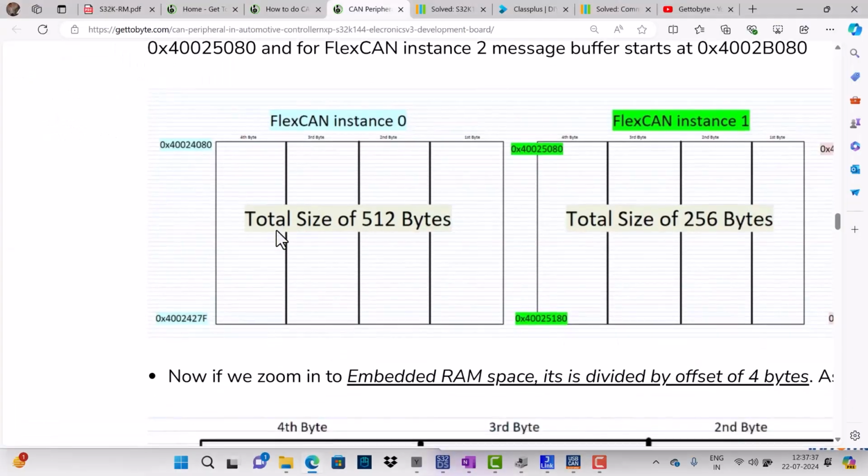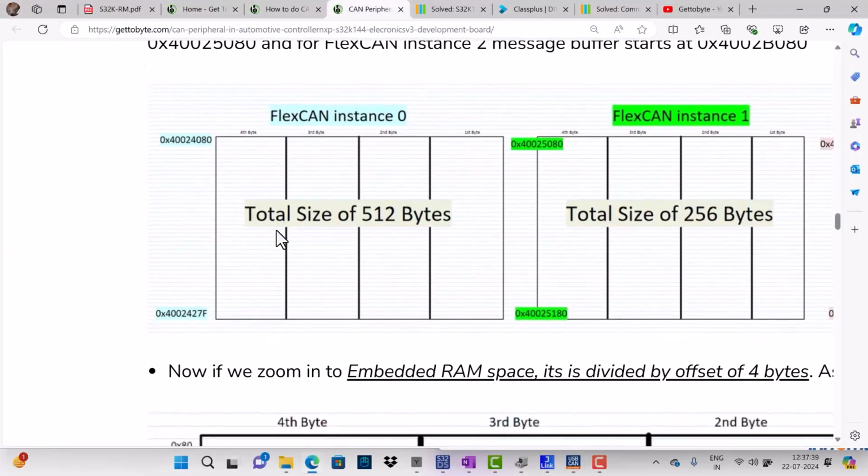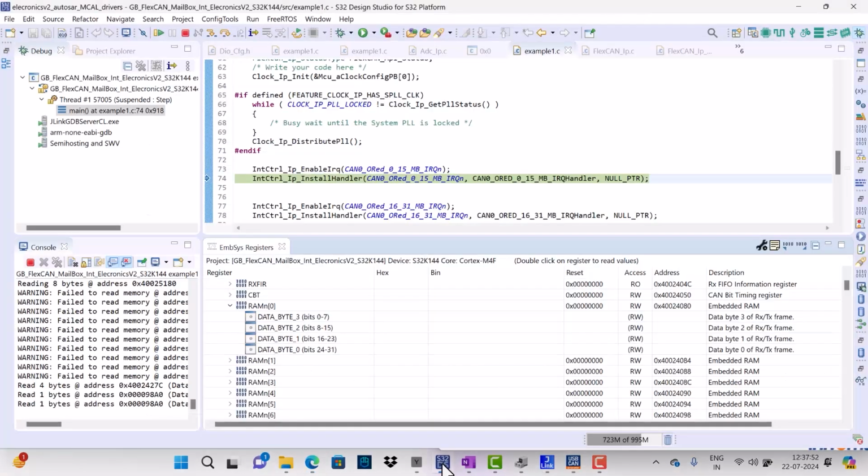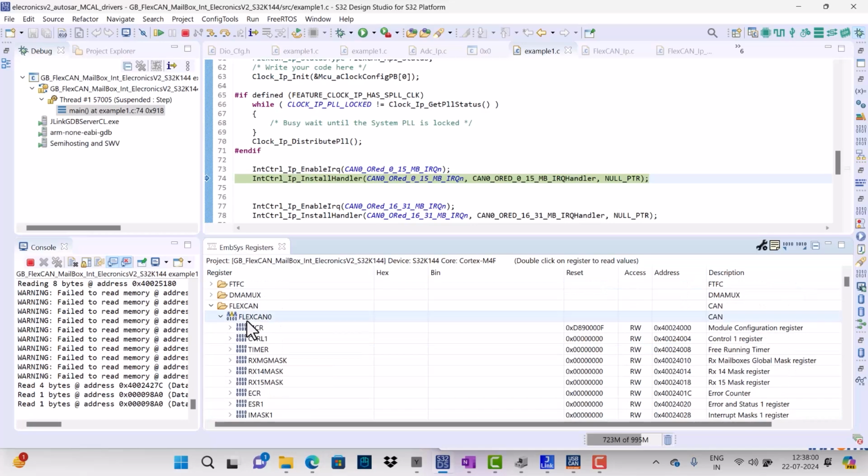So guys, now let's understand this message buffer from a practical point of view. So now we have got to know that FlexCAN instances 0, 1 and 2 have their respective message buffers at these addresses which are mentioned. Now if you open one of our demo codes in the design studio in debug mode, and open the embedded system registers view, there you can see all the memory registers of the peripherals of the microcontroller.